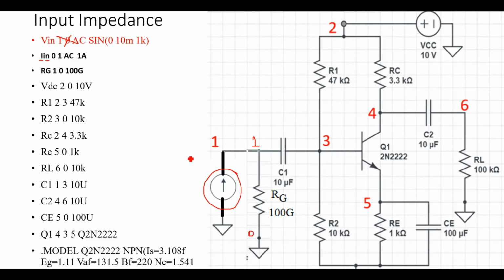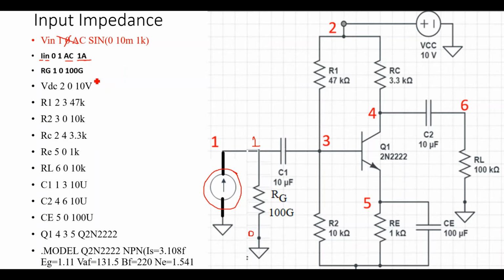If you look at this equation, capital I stands for current source, IN is for the input side. It is connected from 0 to 1. So from 0 to 1, type is AC and the magnitude which we are taking is 1 ampere. Similarly, with the current source, the resistance is in parallel. So RG is connected between 1 and 0, 100 G. This is the coding for input impedance.